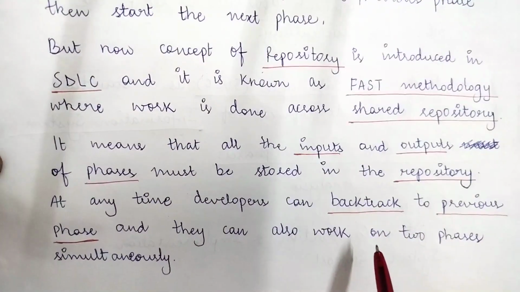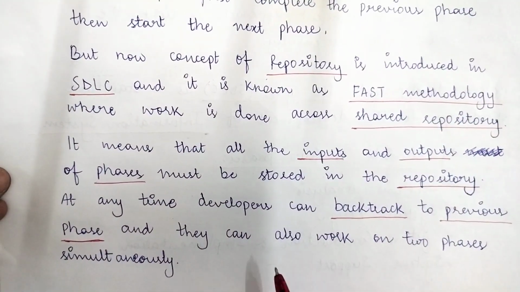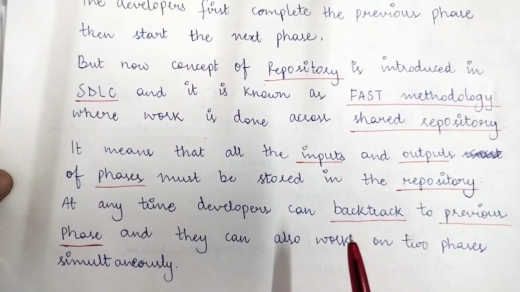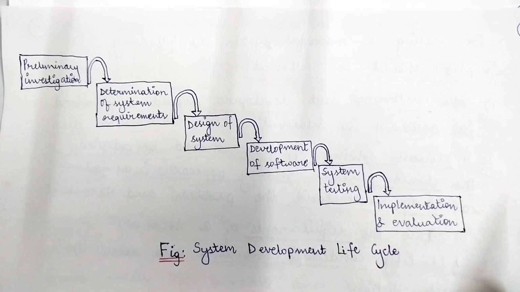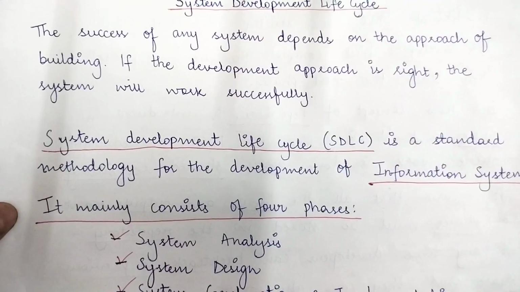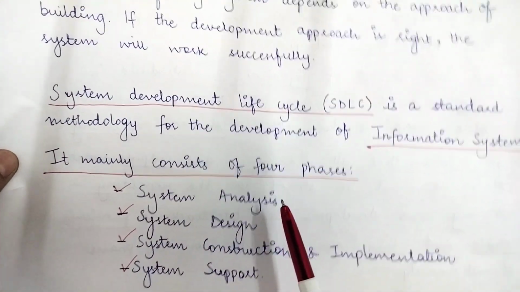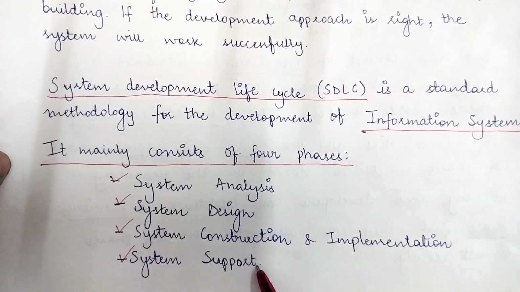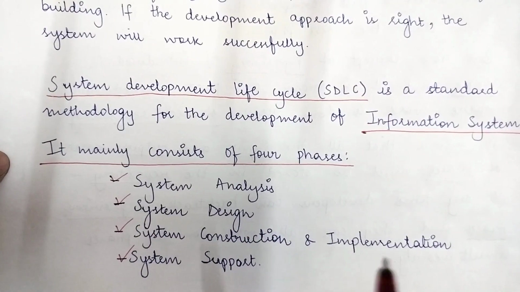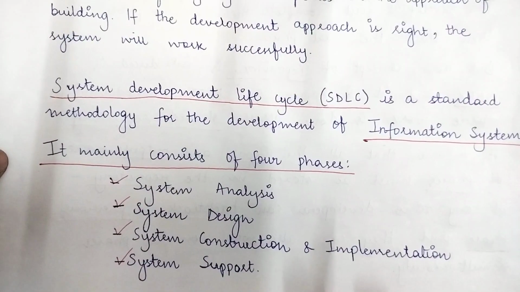Because the developers can work on two phases simultaneously, which speeds up the process of system development. Now let's look diagrammatically at the various stages of the system development life cycle. The four phases that I showed you are system analysis, system design, system construction and implementation, and system support.